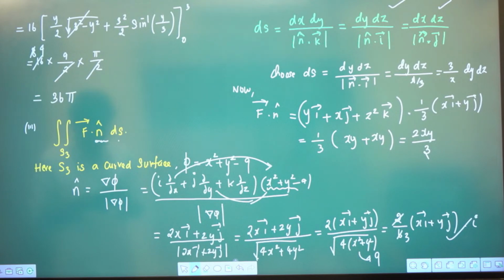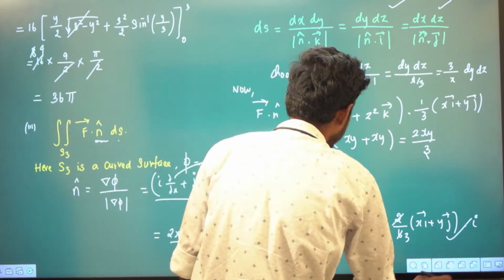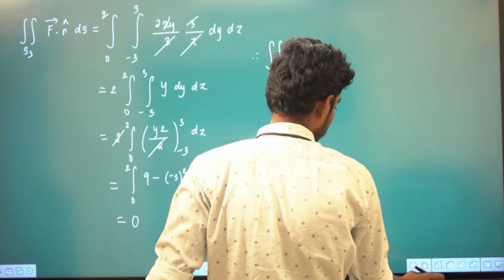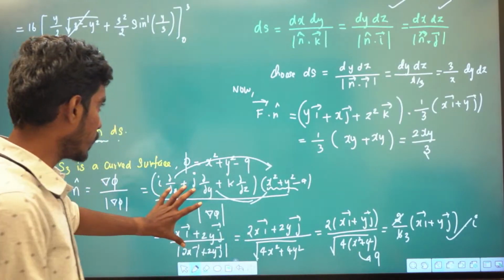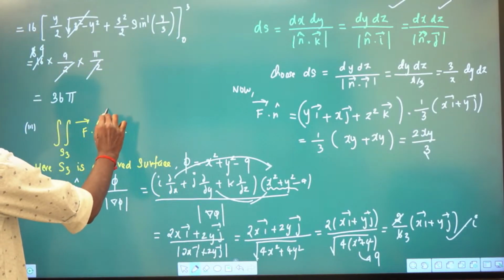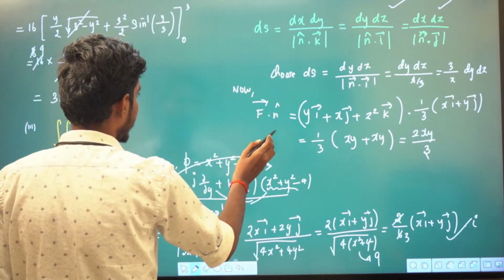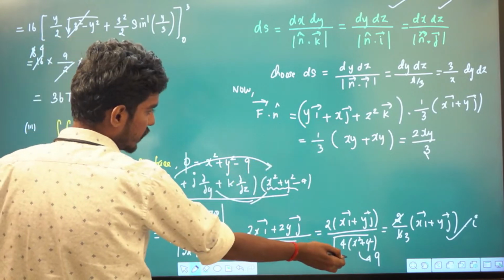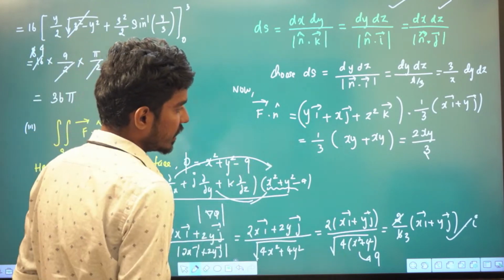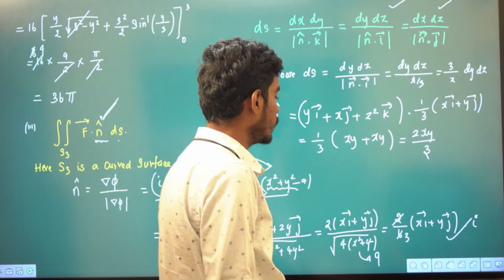Yes. Now, I'll repeat. n cap is found using this formula. So we know n cap, right? So f dot n cap: now you find f dot n cap. We know f is given in the question. N cap we know. Both will be in terms of i, j, k only. So you'll get this as 2xy by 3.